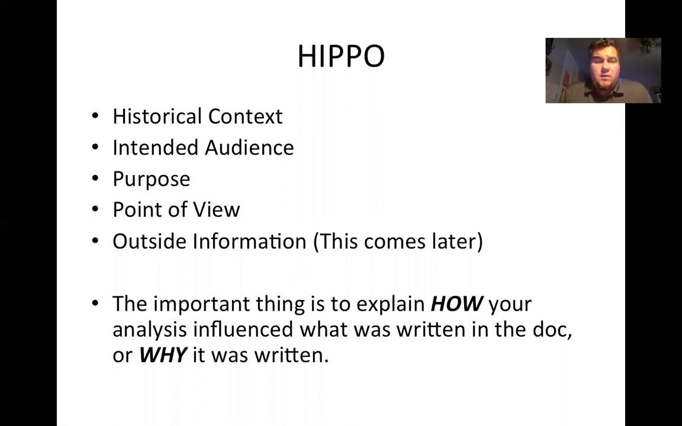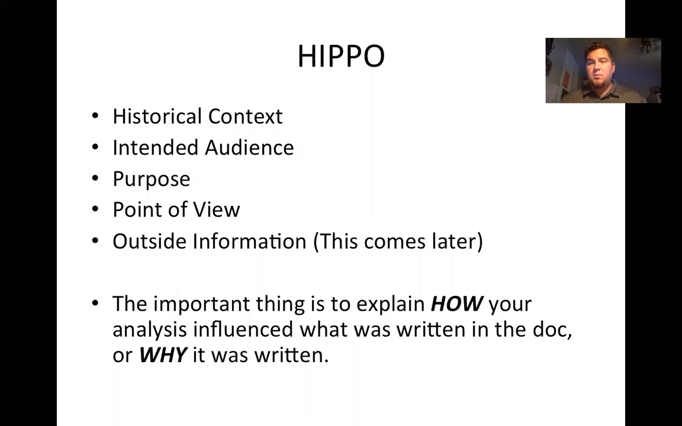So first of all, the acronym HIPP stands for historical context, intended audience, purpose, point of view. The outside information are things that come outside of the 7 documents that you were provided when you're writing the DBQ. So it's pretty straightforward, and don't worry about outside information. We'll get to that later.